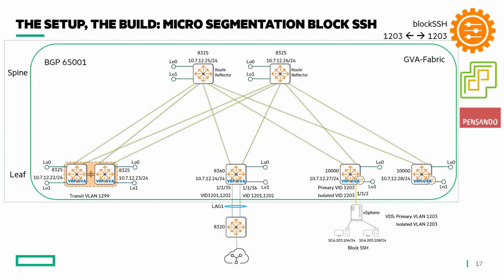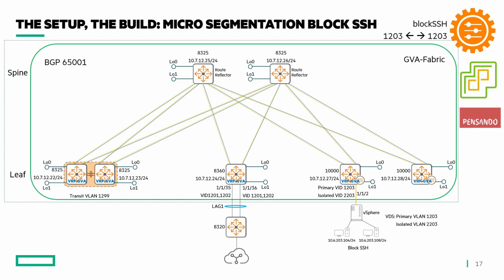And in this video, I'm going to do everything using the Aruba Fabric Composer. Let me quickly show you the diagram again, how everything is set up. What you can see here is I have this vSphere host where I have two VMs connected, and you can see that these two VMs are in the same network, the same subnet, in the same VLAN, 203.104 and 203.108.